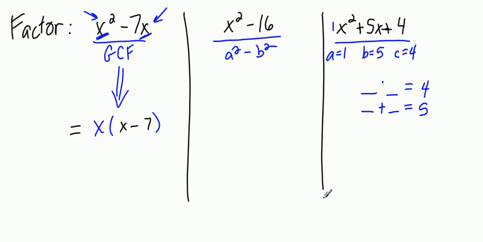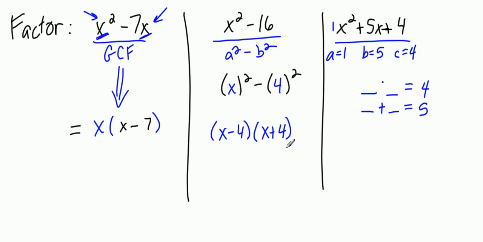Now the second one here, once we recognize it's a difference of squares, it's an a squared minus b squared, we really need to think about what are the 2 perfect squares that are being subtracted. Okay? Well, in order to get x squared, you have to take x and then square it. In order to get 16, you have to take 4 and then square it. So the answer here is going to be x minus 4 times x plus 4.